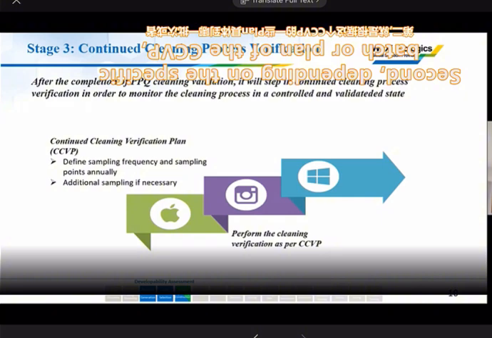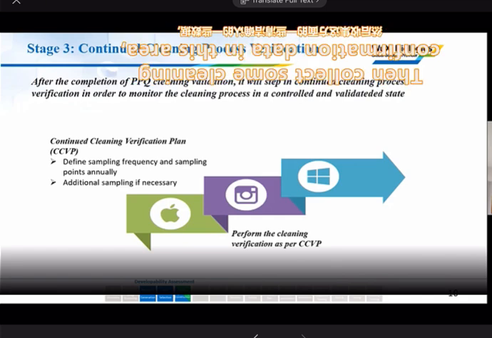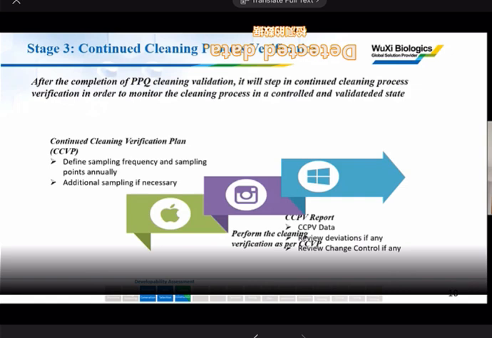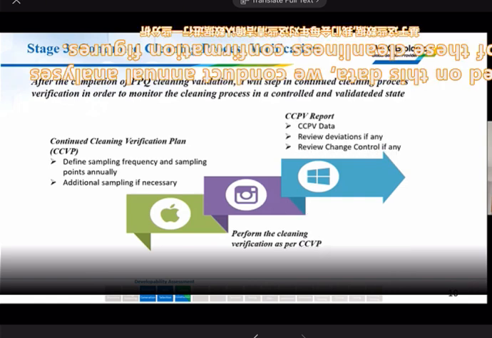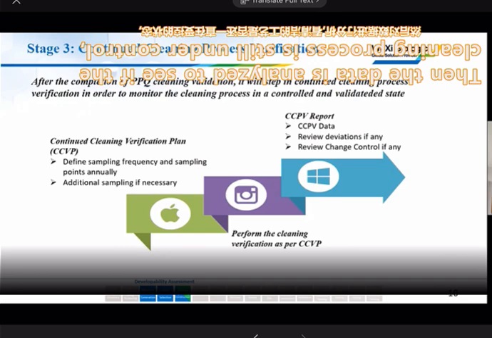So what is the main approach? First, we will have a plan to confirm ongoing cleaning. In this case, we call it CCVP. In this CCVP, we define some sampling frequencies, including the sampling sites. Generally, CCVP is held every year. And if it involves some special sampling, this will also be clarified in the CCVP.